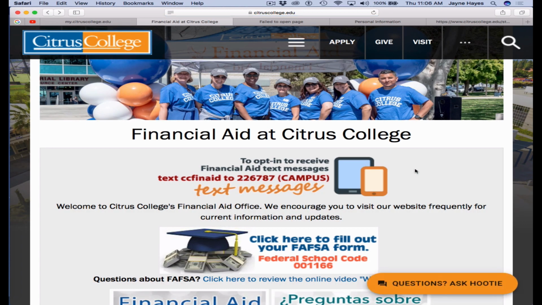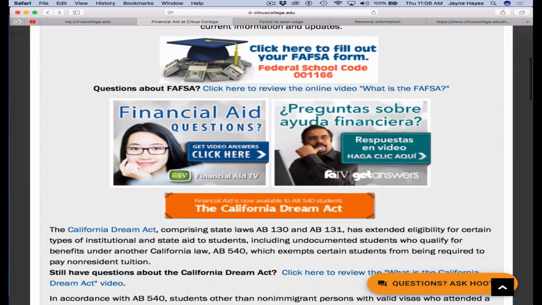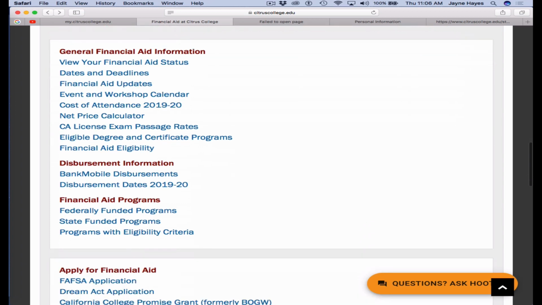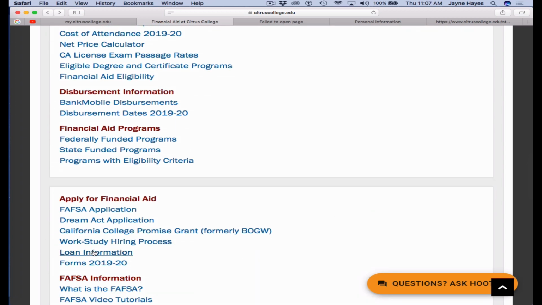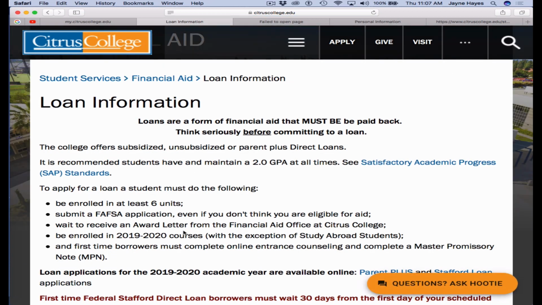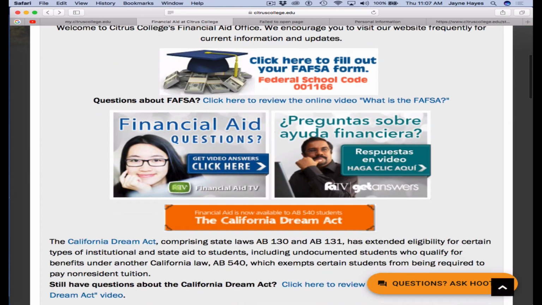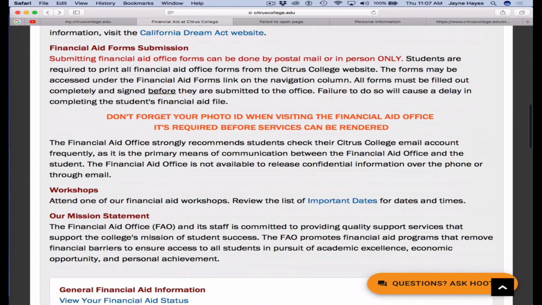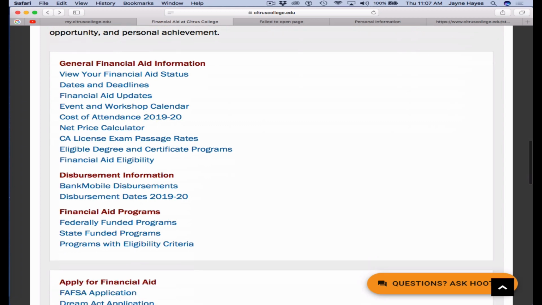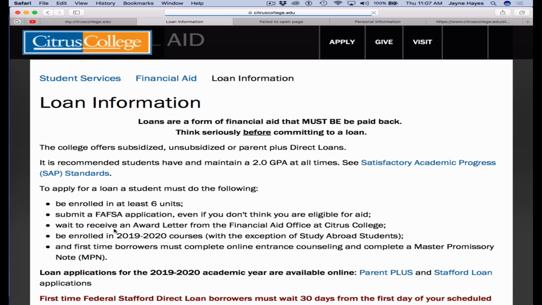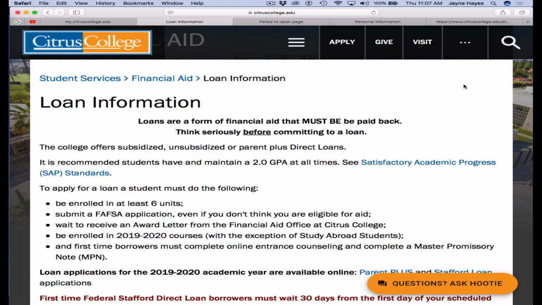For the loan information, I'm going to show you exactly where to go so that you can go in there. Remember, for some institutions, for the loan process, you have to go to a workshop or a seminar. For Citrus College, if you scroll down to the bottom of our page and click where it says loan information, it takes you to the direct site, which shows you the links for the actual loan application and more loan information. Click it, and select loan application, loan information.